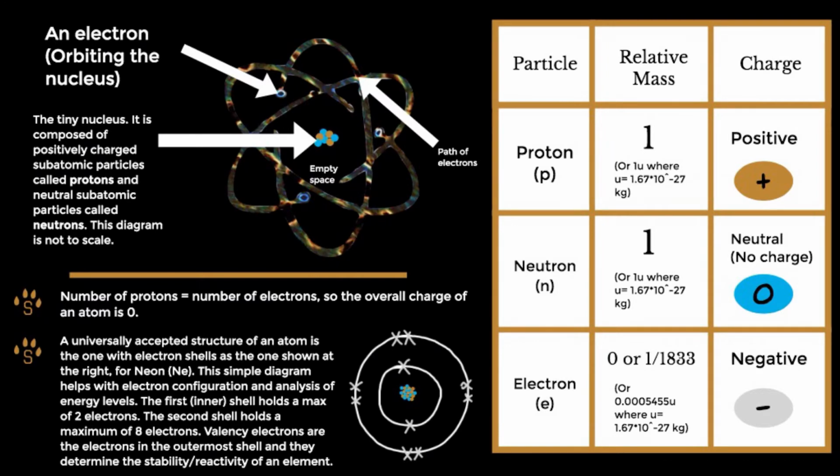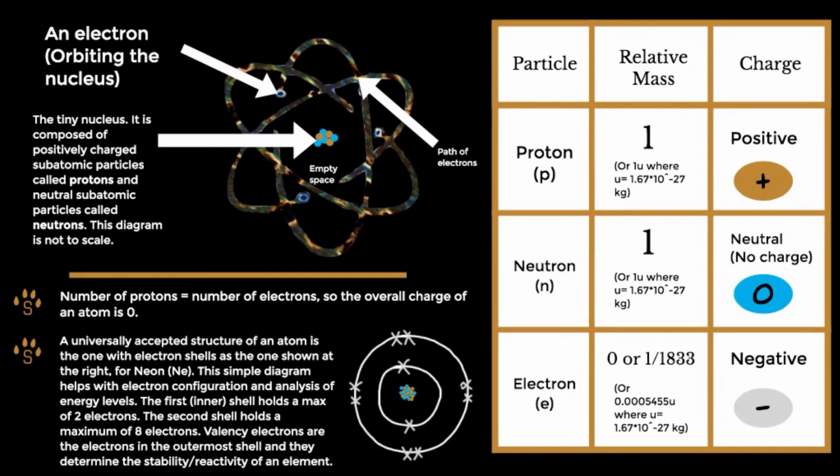Then for the third one, we have the electron, which is the symbol e, small letter e. Its relative mass is 0 because it's negligible. It's very small, pretty small. Or you can say it's approximately 1 over 1833, depending on the way you want to say it.